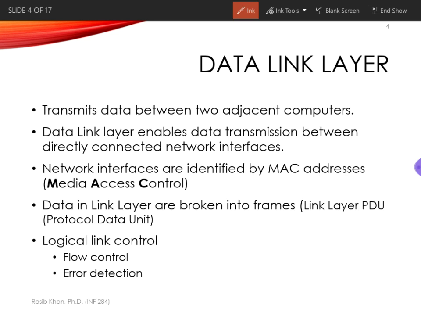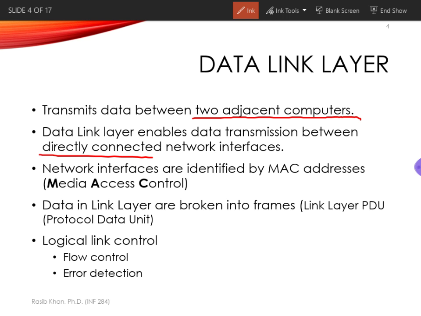In the data link layer, the responsibility is primarily to transfer data between two adjacent computers. It could be two hosts, it could be two routers, it could be a host and a router, but regardless of what the device is, it only is responsible for direct transmission of data through the physical media from one end to the other. And they need to be directly connected.